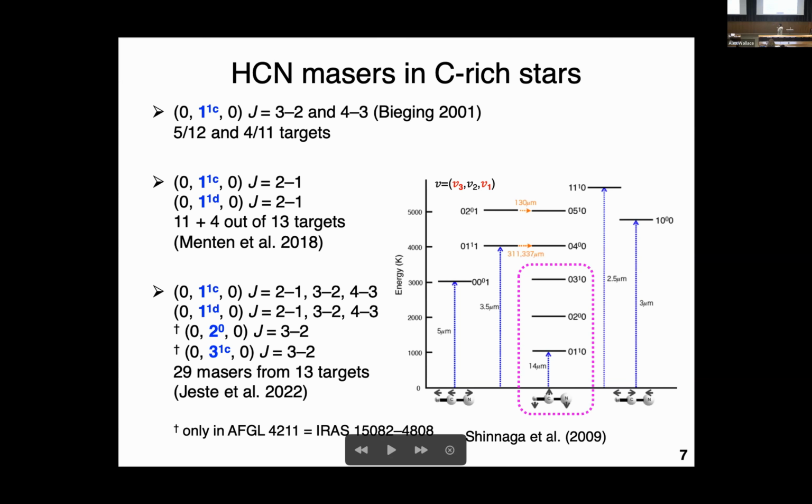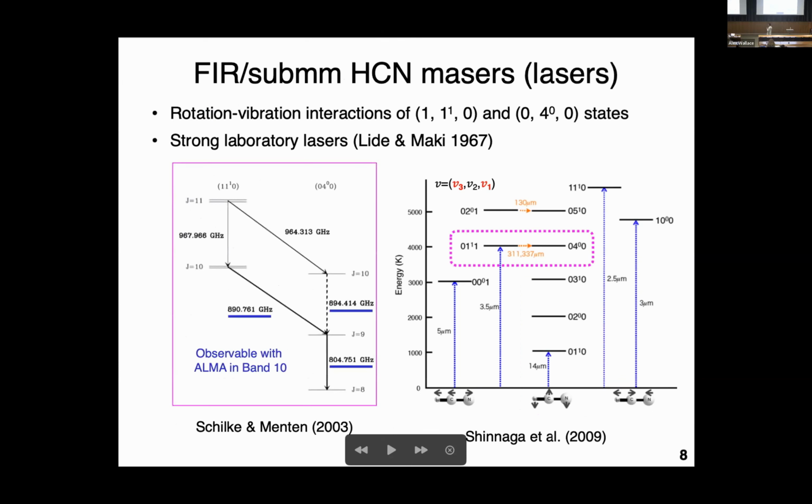Next, above the v2 equals 3 state, the next energy level is v2 equals 4, but at this level there are many vibrational states, corresponding to the bandhead of many vibrational states, one of which is this 110 if we order the vibrational quantum numbers in this way.